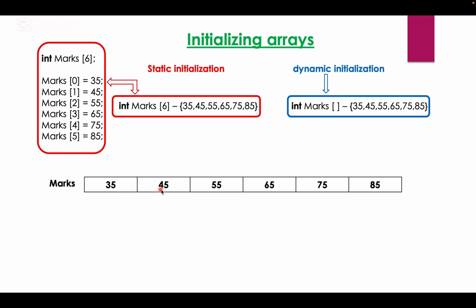of 1, 2, 3, 4, 5, 6, where it keeps your elements inside. It keeps your variables inside this array, and the first position is index 0, the second position is index 1, the third position is index 2, the fourth position is index 3, the fifth position is index 4, and the sixth position is index 5.